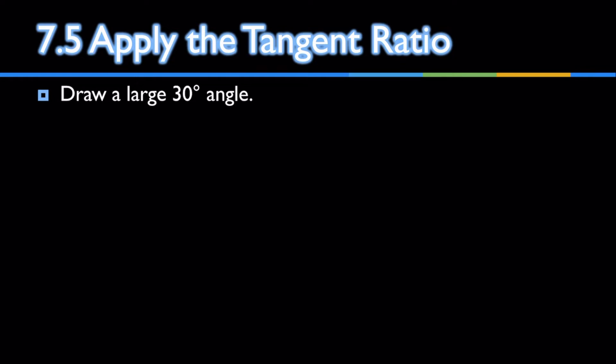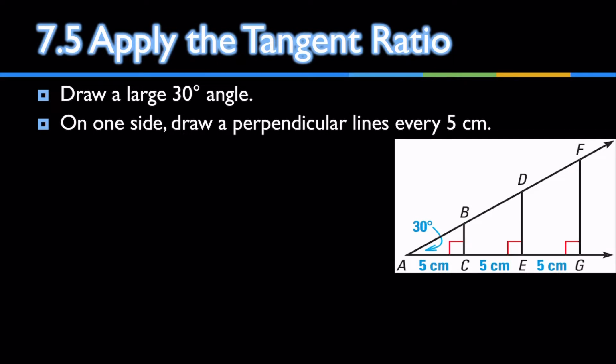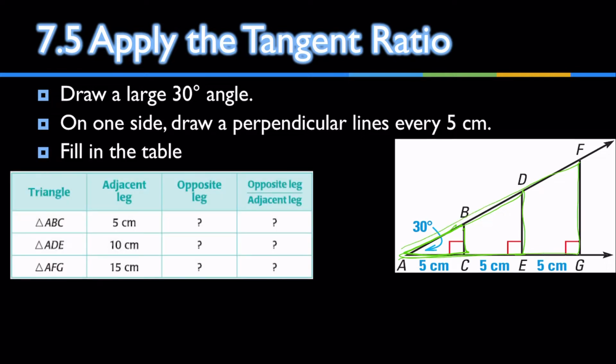So let's draw a large 30-degree angle. And I'm going to draw perpendicular lines every 5 centimeters. So that actually gives me a bunch of different sized triangles. This little triangle, and then a bigger triangle, and a bigger triangle. Let's fill in the table.